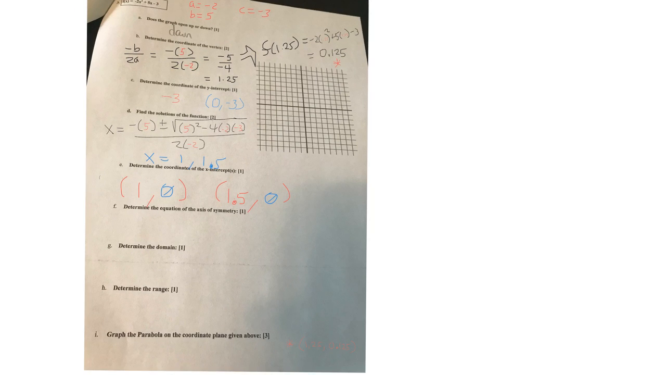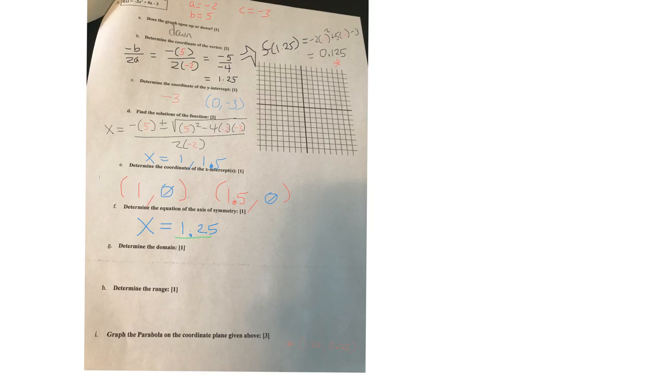Determine the equation of the axis of symmetry. Once again, as long as you have the vertex, this will always be easy because this number will always be the x-coordinate of the vertex. And our vertex is written down here. It's kind of hard to see. But the x-coordinate, as you may recall, is 1.25. That's also written right here. The x-coordinate of the vertex is 1.25. So that's all we need to know for that.